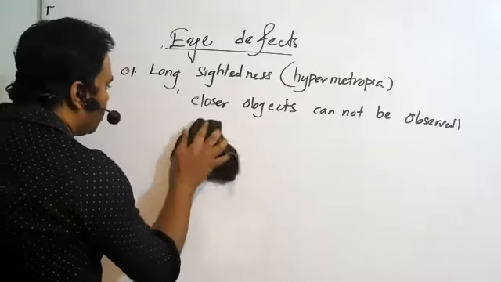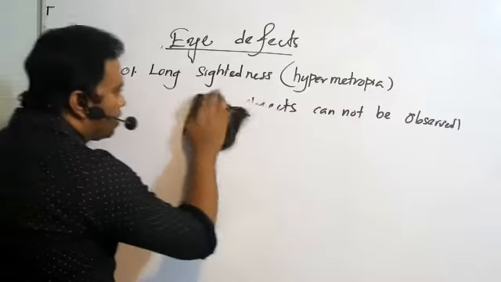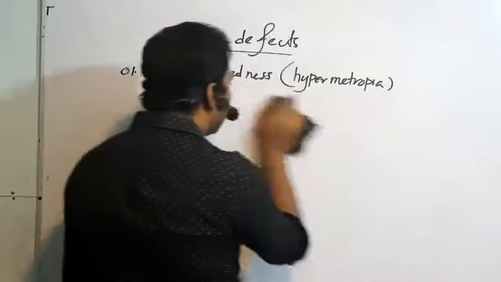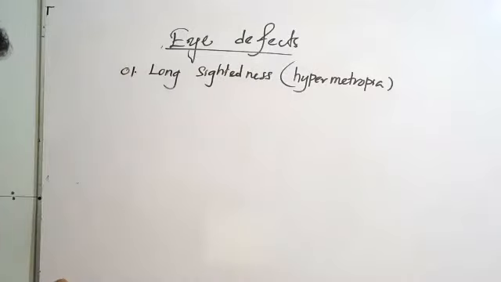Okay, now I am going to draw the associated ray diagram. Put all your pencils and pens aside. Okay, now look at the board for a clear understanding of this.